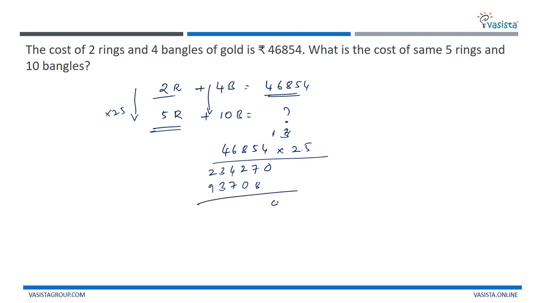Now add it. 0, 8 plus 7 is 15, 1 carry. 2 plus 1 is 3, 7 plus 4 is 11, 1 carry. 3 plus 3, 6 plus 1 is 7, 9 plus 2 is 11. So after 1 digit you need to place a decimal. So the answer for 5 rings and 10 bangles is 1,17,135 rupees. This is the answer.